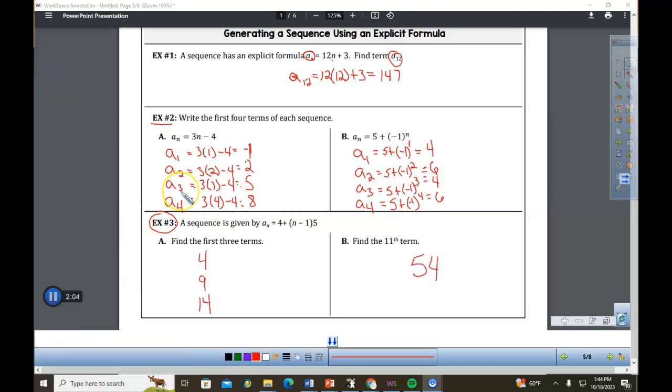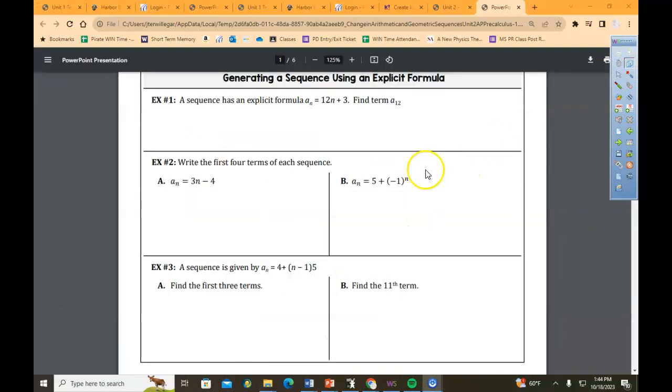If you got 4, 9, and 14 by plugging 1, 2, and 3 in for n, give yourself a pat on the back. If you didn't, ask in class. And for B, if you got 54, you plugged in 11, congratulations. I'm proud of you.